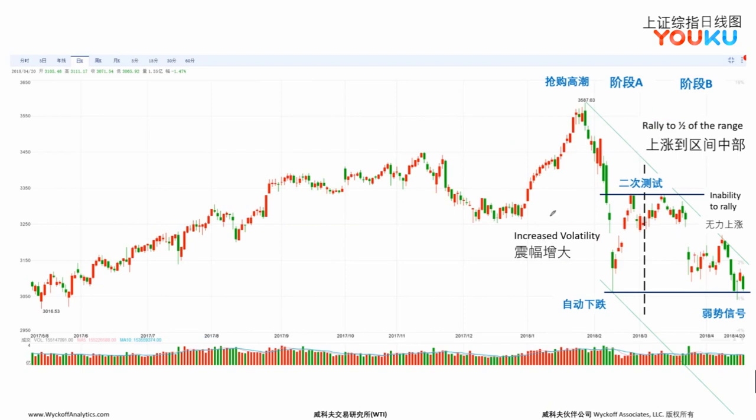Okay, now we'll talk about this area right here, and specifically, we'll talk about the rallies that we see here. So let's discuss those rallies from the position of the effort and the result.